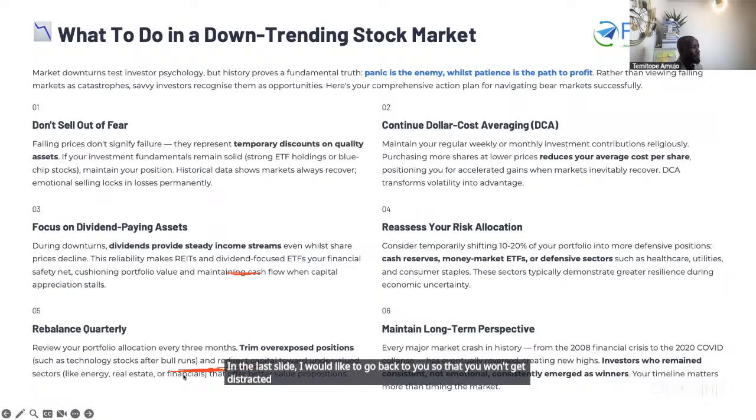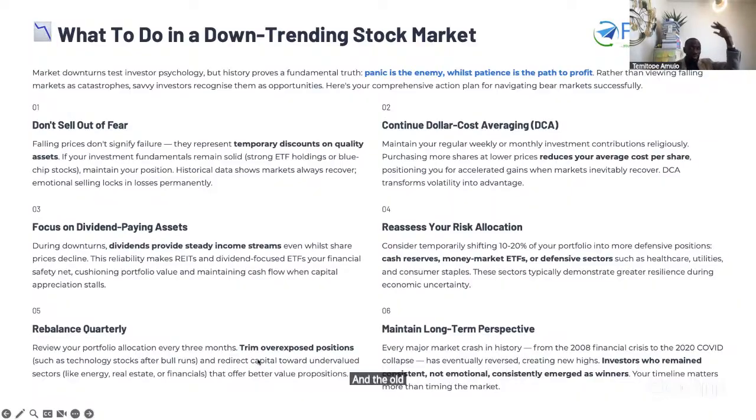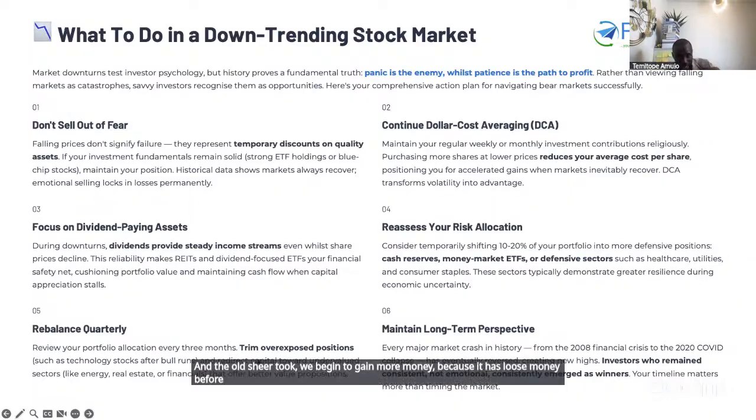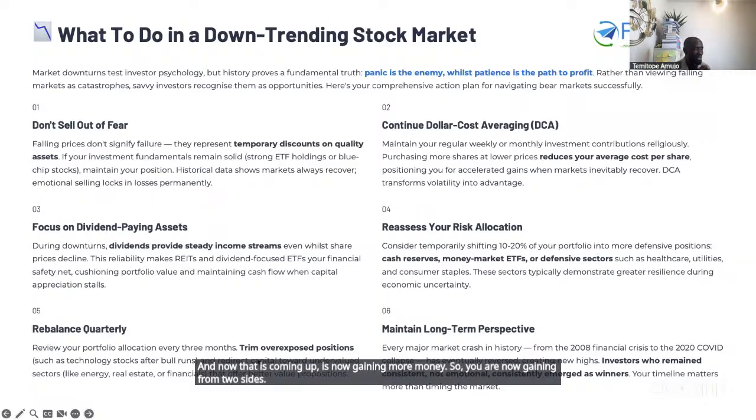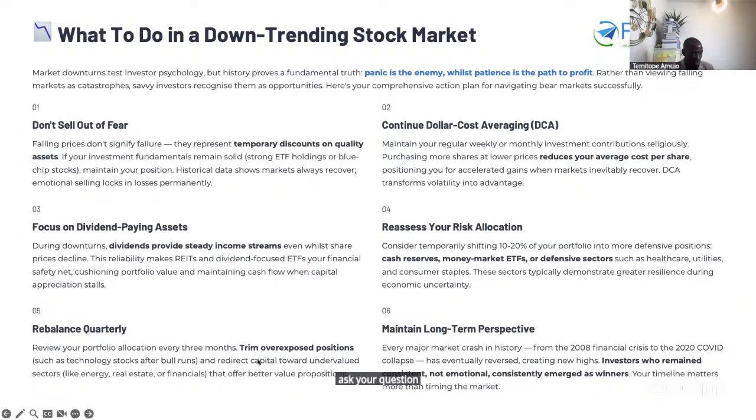So that was what I explained in the last slide, where I said when you buy a new share at the floor, that new share will begin to gain money because you just bought it, and the old share too will begin to gain more money because it lost money before when it was coming down, and now that it's coming up, it is gaining more money. So you are now gaining from two sides. I don't know how to explain it better, but when we get to the question and answer session, maybe you'll be able to ask your question and I can give more clarification.